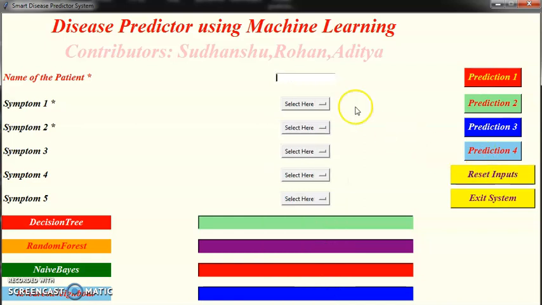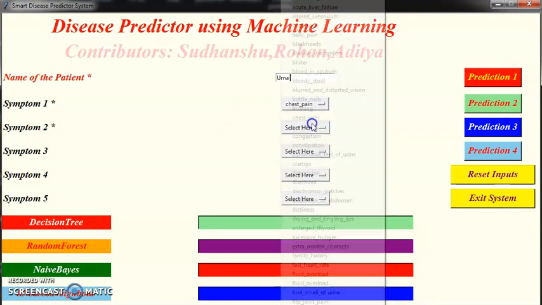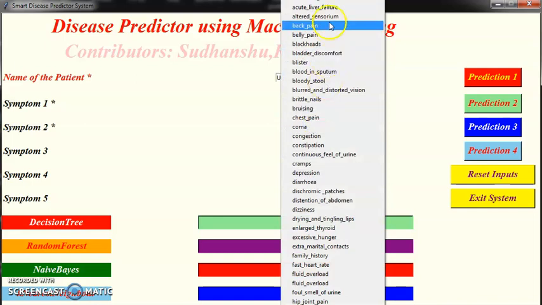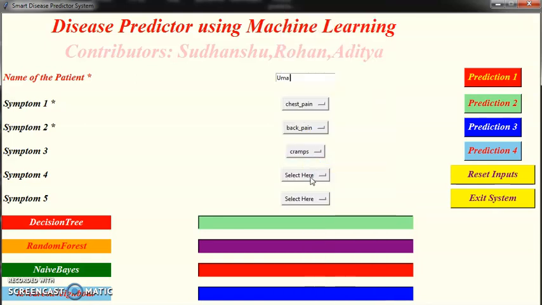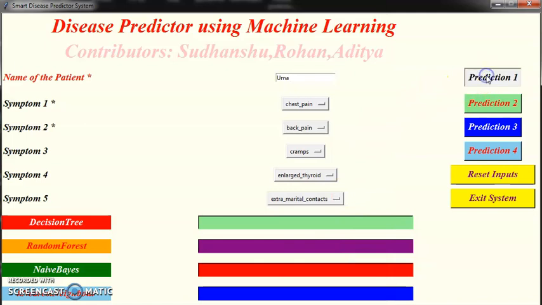Let's reset and again input some name. Let's input the name Uma. There is one more thing to see. If we do not enter the first 2 symptoms or the name, then it will not show anything. So it is mandatory to input the symptoms and names. Like, let's take the third disease. Okay, so now let's again predict the diseases.